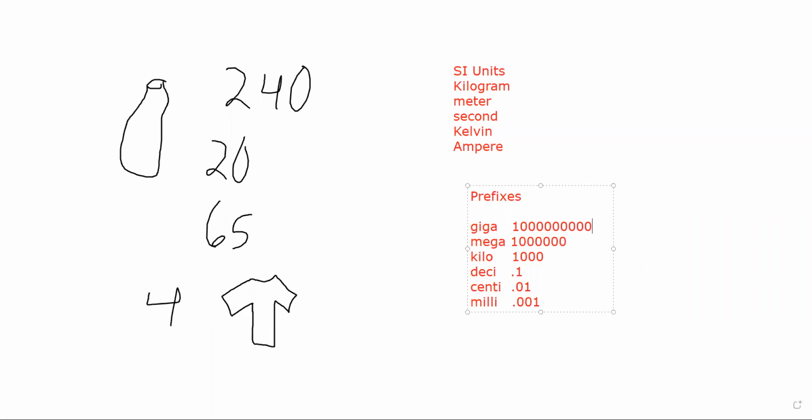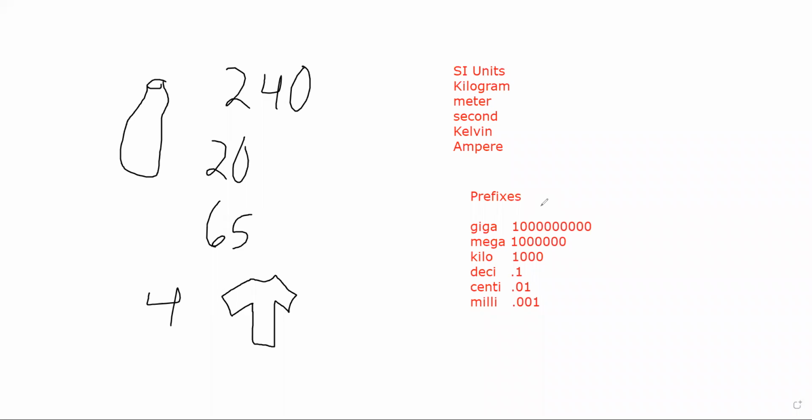I'll pause the recording really quick while I check that. Okay, I'm back. And yes, giga is times a billion and mega is times a million. So what does this mean? Why is that useful to us? How do we use it?